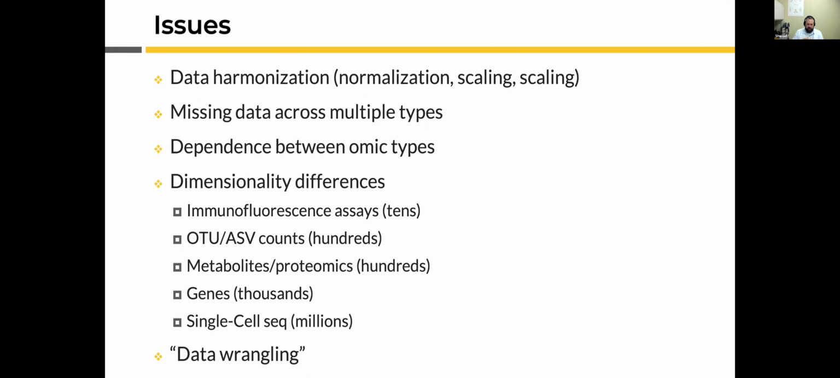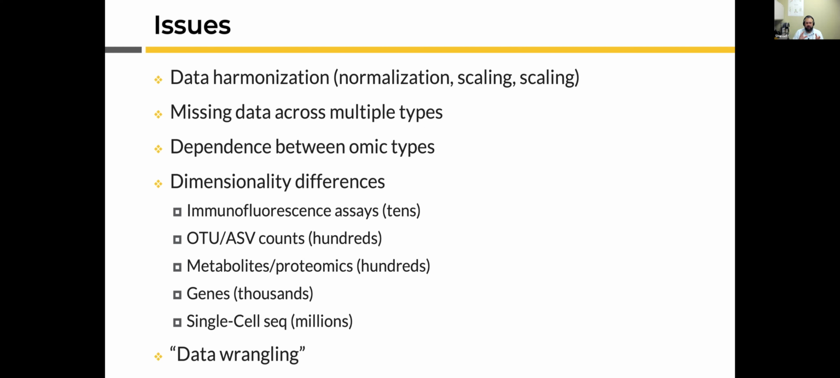As we'll see in the list down below, there's the issue of missing data across multiple types. I have this issue right now with a study that has 16S data, metabolite data, and immunofluorescence data. There are two approaches. Either A, you throw away all the samples that don't have measurements in each of the different measurement types. But depending on how that looks, you might be throwing away a lot of data.